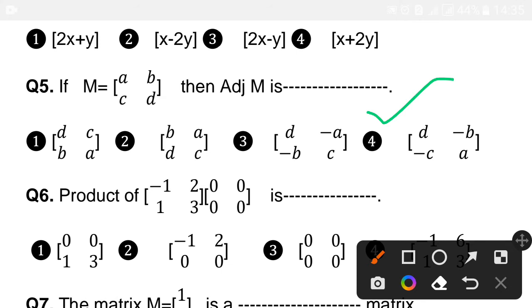So for the adjoint of the given matrix, we have to change the positions of the first diagonal elements and change the signs of the second diagonal elements. In that way, we have to find the adjoint of the given matrices.